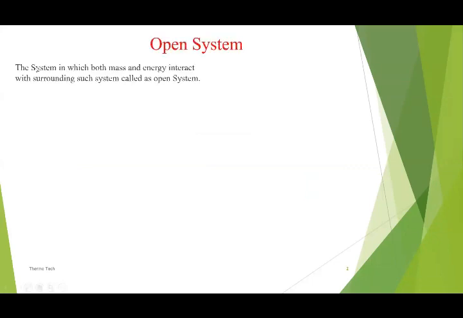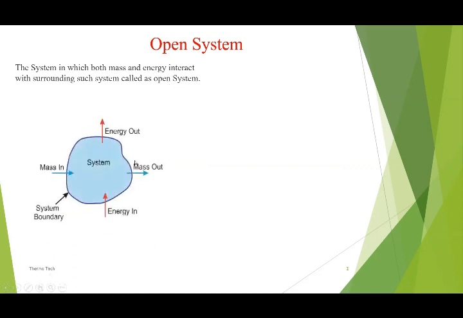An open system is one in which both mass and energy interact with the surroundings. Such systems are called open systems. You can see here that we have a system which is separated from the surroundings by a boundary. The blue line is what we call the system boundary. Here you can see that both mass and energy interact: mass is entering the system from the surroundings and also leaving the system to the surroundings. In the same way, energy is transferring from surroundings to system and from system to surroundings.